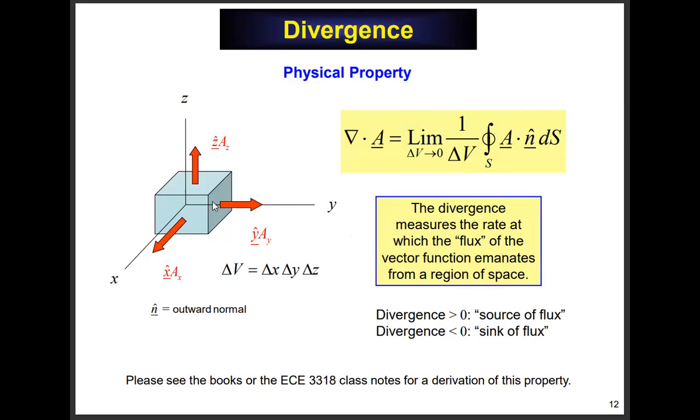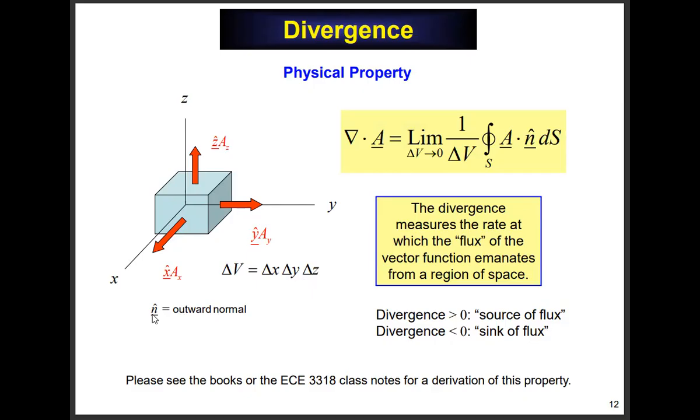Take a little cube. This is an illustration of some vector function. Let's just call it A again. It's got 3 components in general. And I'm interested in calculating the divergence at some point, which is the center of the cube. It's shown at the origin, but it can be any point in space. I put a little cube about the point of interest. This little cube has this volume shown here.